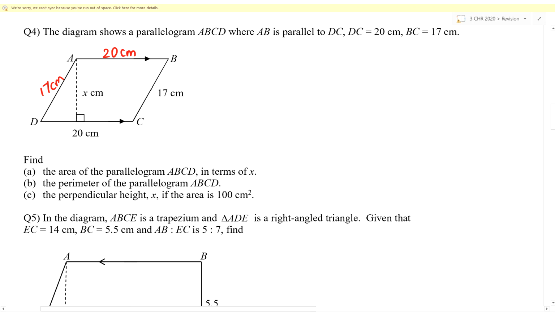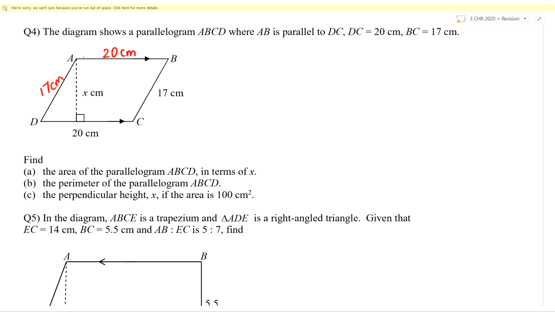Okay, then you notice that they give you a dotted line over here. This dotted line, x centimeters, it is perpendicular to DC, right? Look at this right angle symbol over here. It is perpendicular to DC. This tells us that if I choose DC as the base, then x will be my perpendicular height. So if I multiply 20 to x, that will be my area.